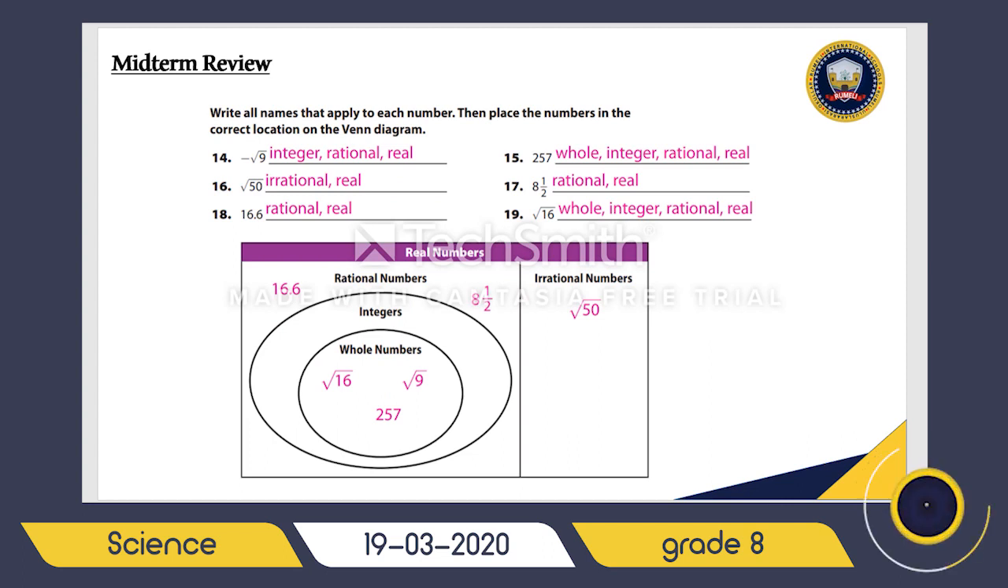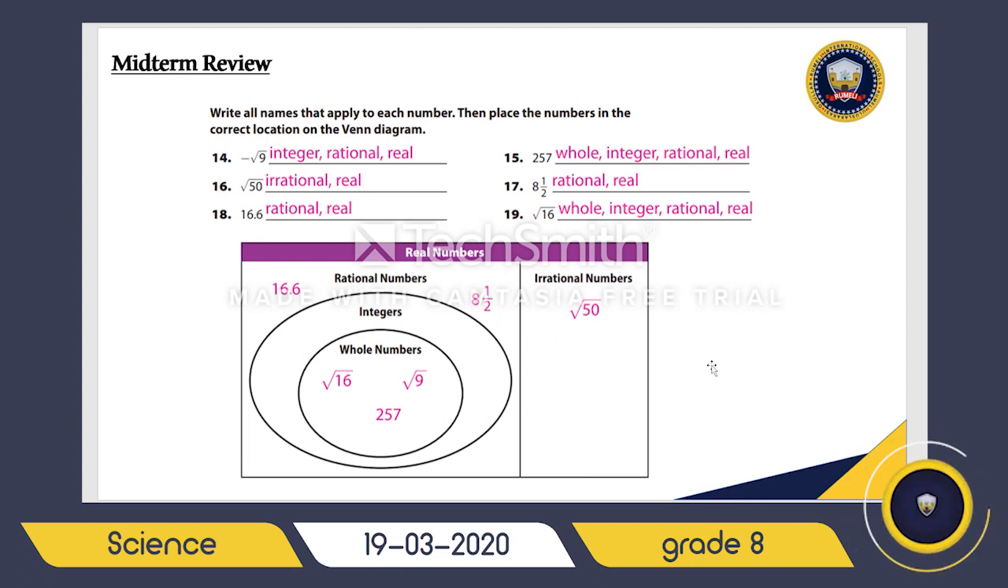Let's move to the last question. Write all names that apply to each number. Then place the numbers in the correct location in the Venn diagram. This diagram is called a Venn diagram, by the way. You remember we did an example like this in the class. We gave it as homework as well. So let's do it quickly.